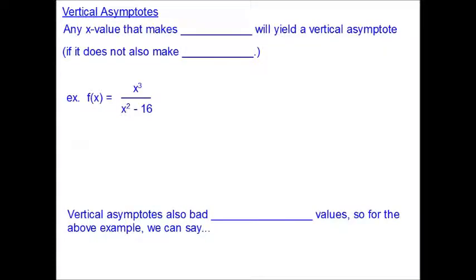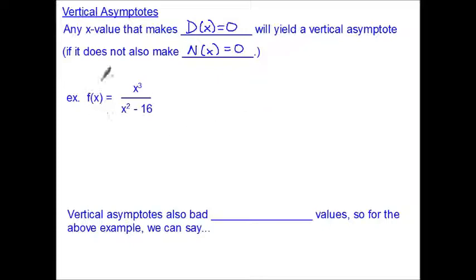Let's start our journey into graphing these things by hand by first talking about vertical asymptotes. Vertical asymptotes are going to come from basically undefined values. Any x value that makes my denominator function equal to 0 is going to give me a vertical asymptote. One exception here: if it does not also make the numerator equal to 0. That's a special case that we'll talk about tomorrow, so let's put that on the back burner for now and go from there.